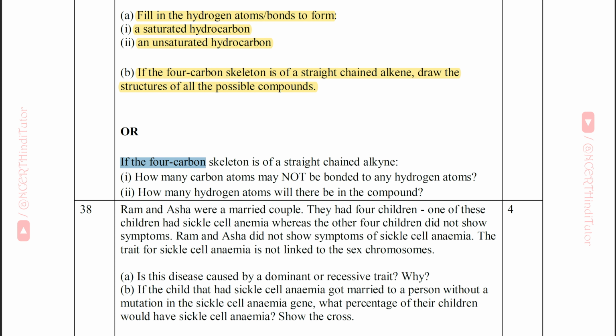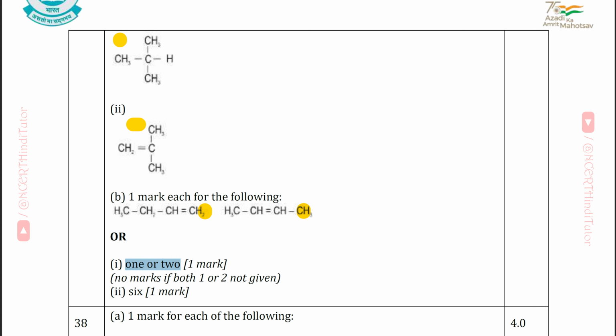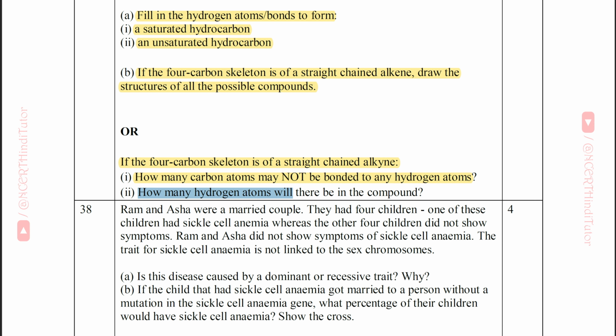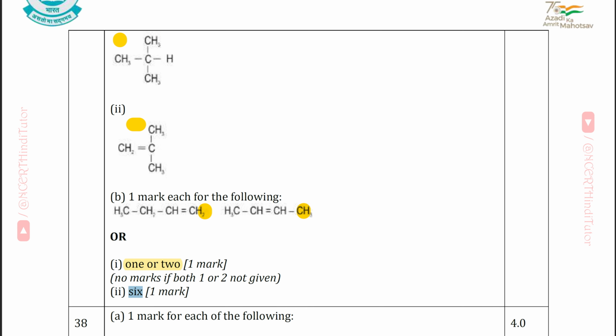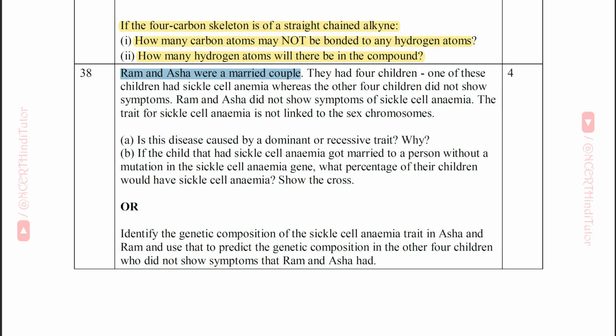And if the 4-carbon skeleton is of a straight chained alkane, first, how many carbon atoms may not be bonded to any hydrogen atoms? Answer: 1 or 2. How many hydrogen atoms will there be in the compound? Answer: 6.